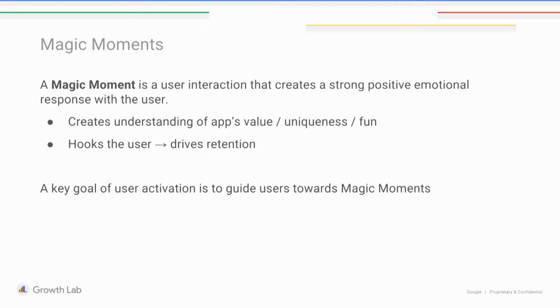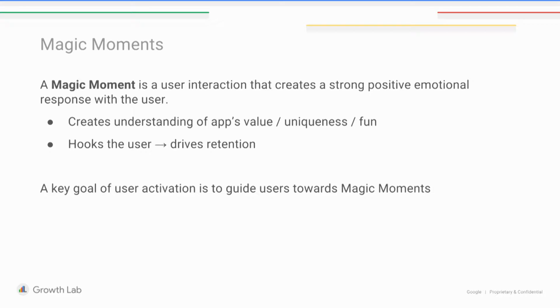So magic moments are user experiences. They're things that your users interact with that create a positive moment for them. It's that aha moment. It's the moment where they start understanding, oh, I get this app. This part is really cool. This is really different. This is what makes it a unique app. This is why it's fun. I understand not just why I need something like this or want something like this, but why I will come back to it again and again.